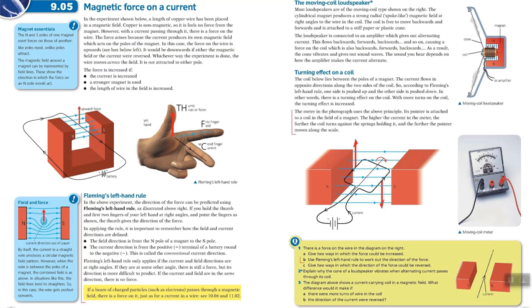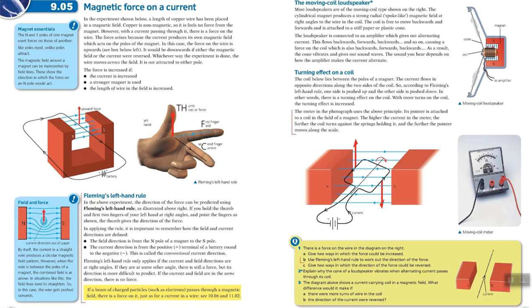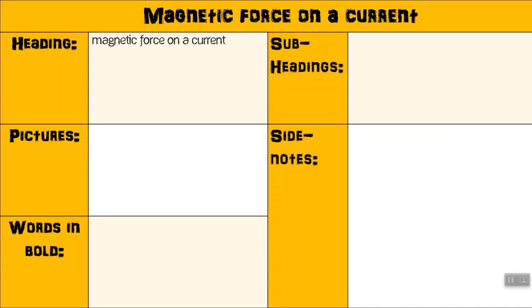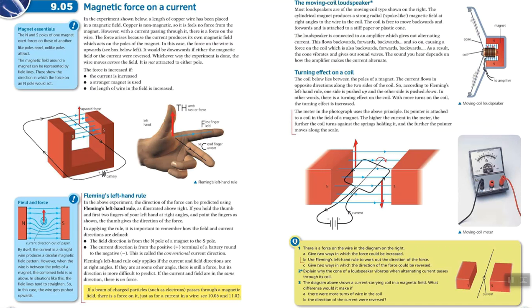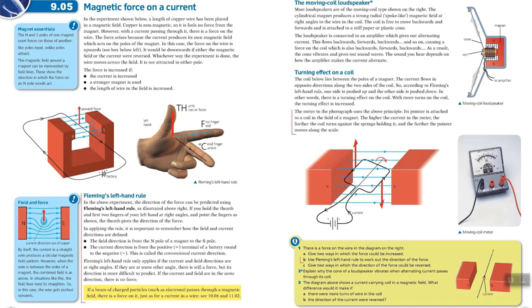So the first thing that we do with survey is we look at the headings, we look at the subheadings, the pictures, the words in bold, and the side notes. So firstly, we look at the heading. The heading is magnetic force on a current, and we write it down. Then we look at our subheadings: Fleming's left-hand rule, moving coil loudspeakers, and the turning effect of a coil, and we write them down.